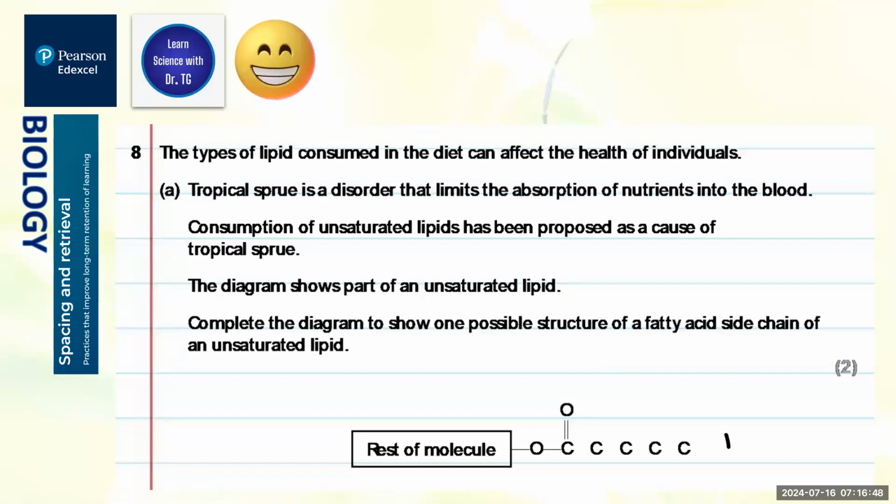The types of lipid consumed in the diet can affect the health of individuals. So we have discussed in the classroom this theory, saturated fatty acid and unsaturated fatty acid. Saturated fatty acids bring more health risk than unsaturated fatty acid.